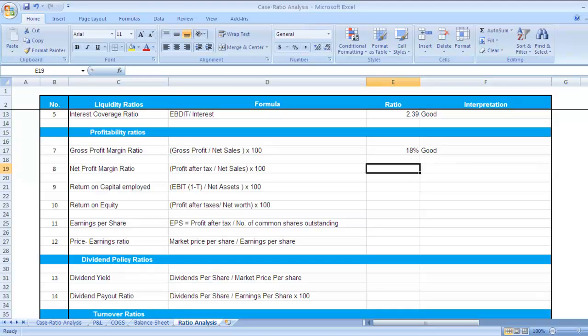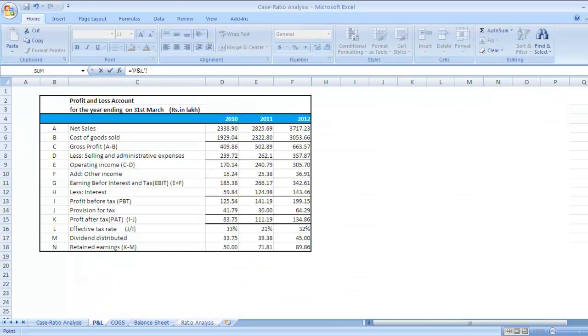Then go to net profit margin ratio. Net profit margin ratio is profit after tax divided by net sales into 100. So profit after tax, 134.86 divided by net sales. Net sales is 3717.23.